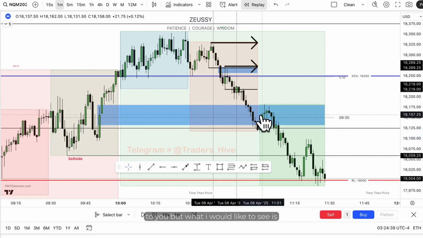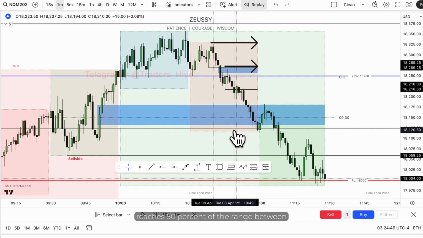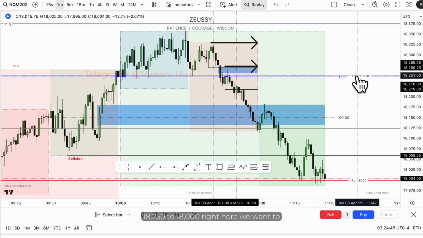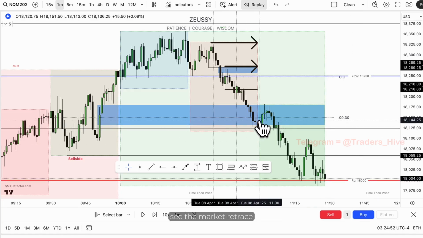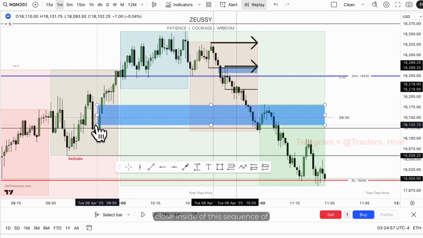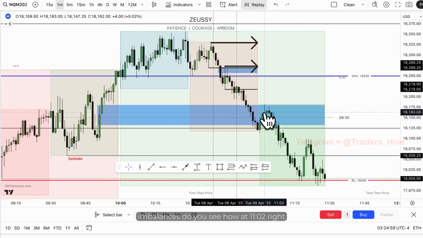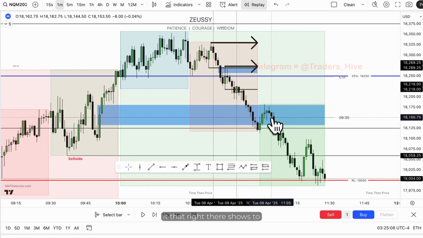But what I would like to see is that when IBDA trades below this sequence of imbalances, reaches 50% of the range between 18,250 to 18,000 right here, we want to see the market retrace into that sequence of imbalances, but we need to see the market close inside of this sequence of imbalances. Do you see how at 11:02 right here, we wick above the imbalance, but do you see how the bodies keep on closing inside of it? That right there shows to us that the underlying order flow is still bearish.